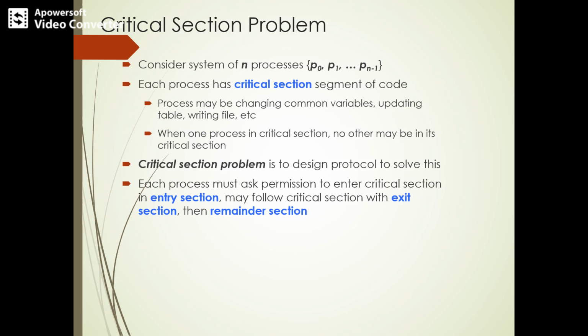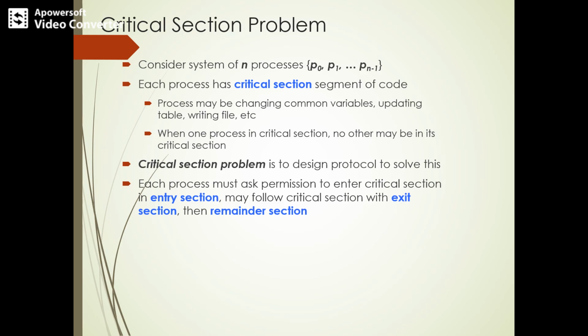Let's see the critical section problem. Consider that there is a set of n processes, P0, P1 up till Pn minus 1, and each process has a segment of code called the critical section, in which the process may be changing common variables, updating a table, or writing a file. When one process is executing in the critical section, no other process is allowed to execute in its critical section. That is the main condition of the critical section.